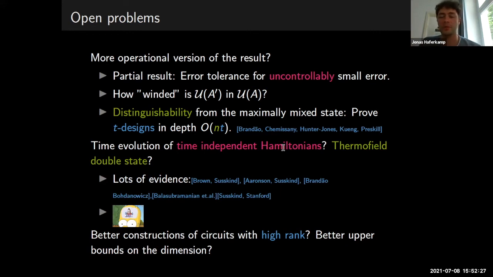I have some hopes that the error tolerance can be improved, but I don't think it applies to something beyond random quantum circuits, and I definitely believe that proving lower bounds on the complexity of the thermofield double state in particular requires completely new methods.